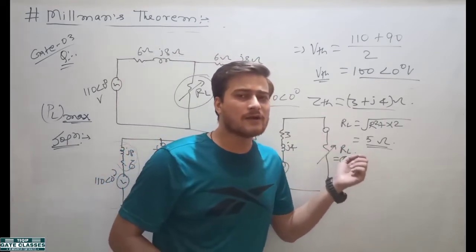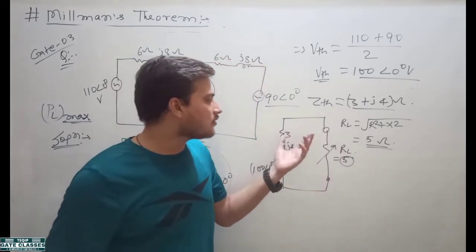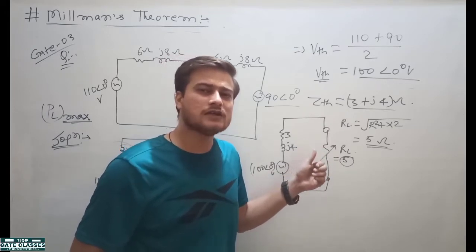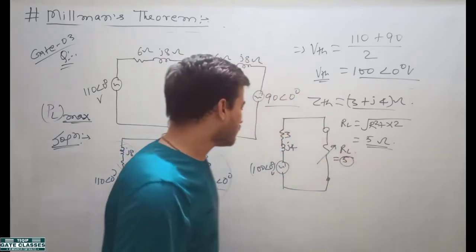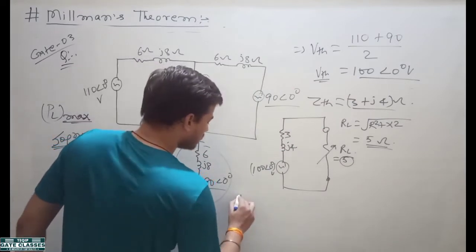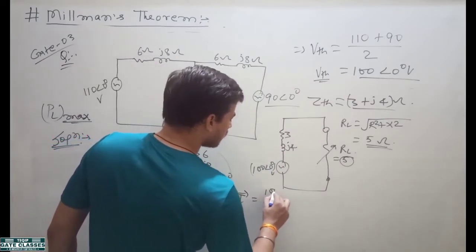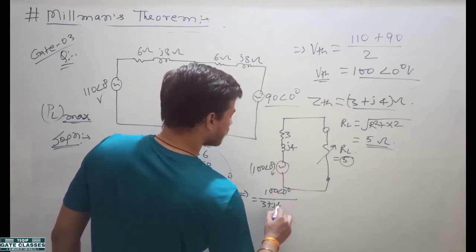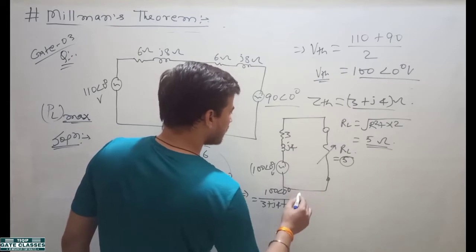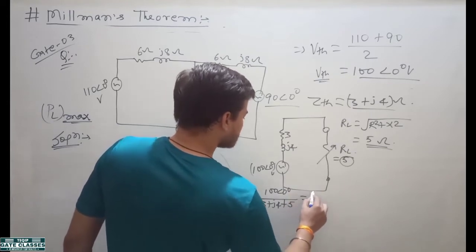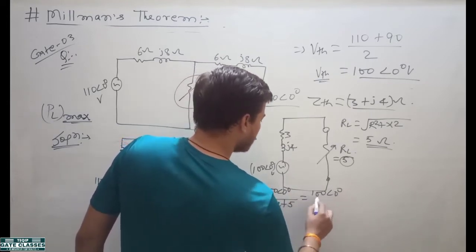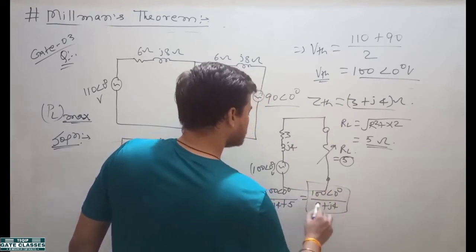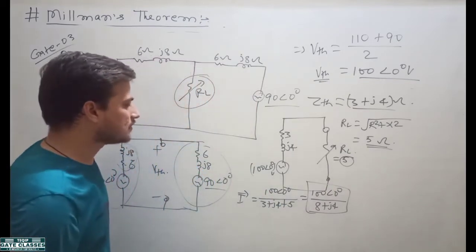So how will you find power? If you are able to find the value of current, then current square into R will be equal to power. So let us write the expression for current. I write the current in vector form, which will be equal to 100 at the angle 0 degree divided by 3 plus J4 plus 5. That means 100 at the angle 0 degree divided by 8 plus J4. Clear?